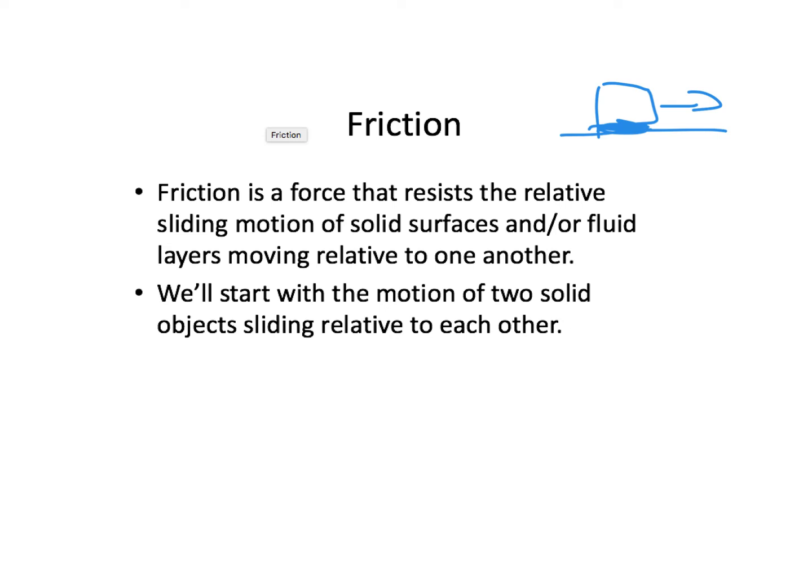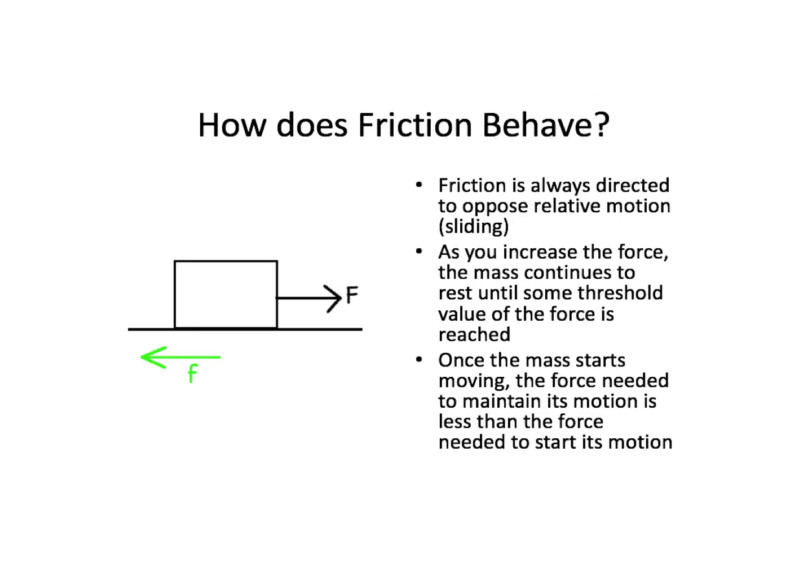Now, friction involving liquids and gases is a little bit more complicated. So we're going to start by just considering two solids moving relative to one another, like a block sliding across the table or the floor or something like that. So here are some interesting facts about friction. Friction is always opposite the direction of the motion. So if this block is being pulled to the right, the friction is going to be to the left. Whichever way the block is moving or wants to move, the friction is going to be in the opposite direction.